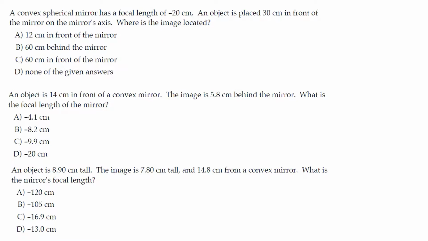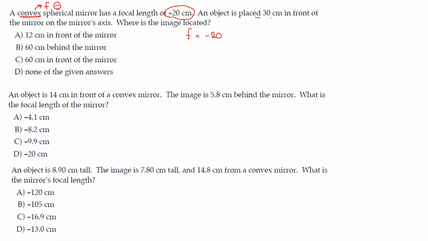So now it is a convex mirror. For a convex mirror, F is a negative value. So they are saying the convex mirror has a focal length of negative 20. They have given it with the correct sign, right? Let's say they did not give you the sign here. You should know it is negative because it is a convex mirror. So F is negative 20.